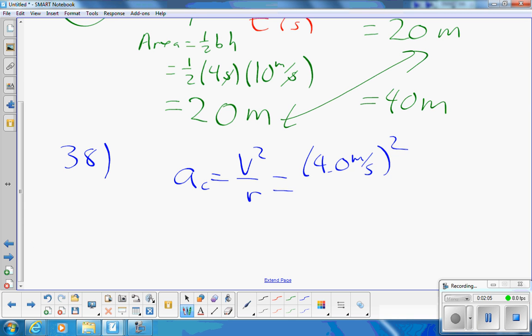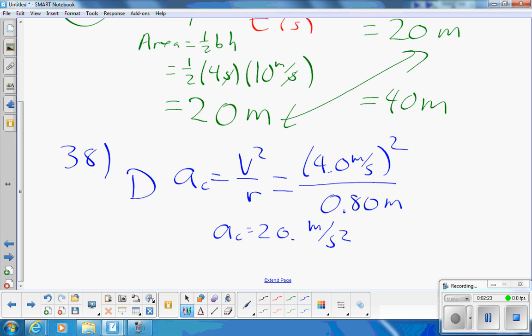I'm going to square that because I have to, divided by 0.80 meters. And so I do the math. I do 4 squared divided by 0.8, and I get 20. AC is equal to 20 meters per second squared, and that is choice D, as in D.